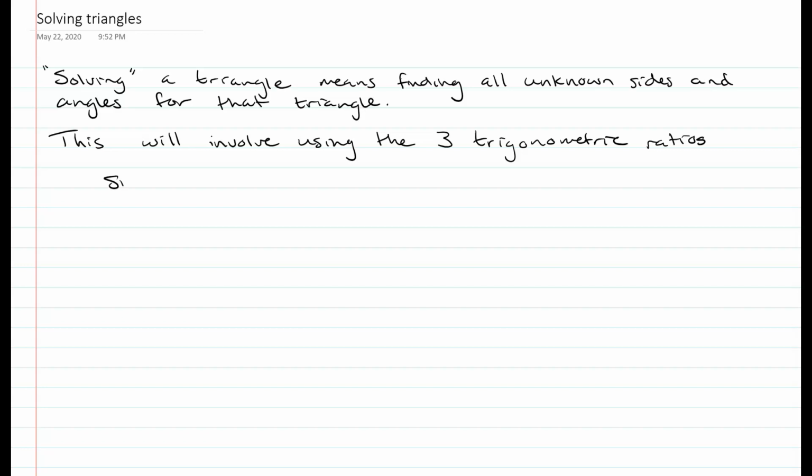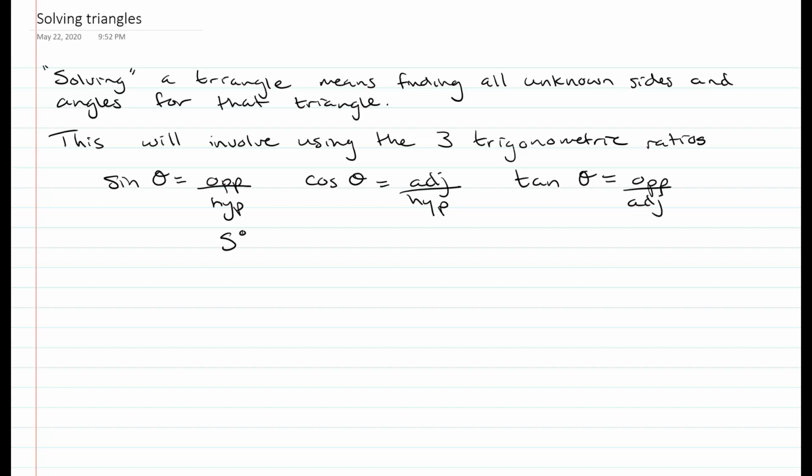Remember, those are sine theta, which is the length of the opposite side divided by the length of the hypotenuse, cosine theta, which is the length of the adjacent divided by the length of the hypotenuse, and tan theta, which is the length of opposite divided by length of adjacent. We often shorten this to remind ourselves to SOHCAHTOA. It's worth writing down.